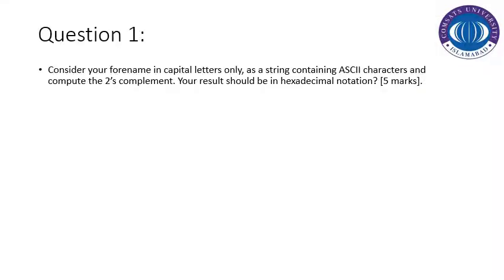So question number 1 was, you have to consider your forename in capital letters. Whatever your forename is, assume it as a string. Basically, it's not a combination of characters, it is a string consisting of ASCII characters, and what you have to do is compute the two's complement of that string, and convert your result into hexadecimal notation. So two simple steps.